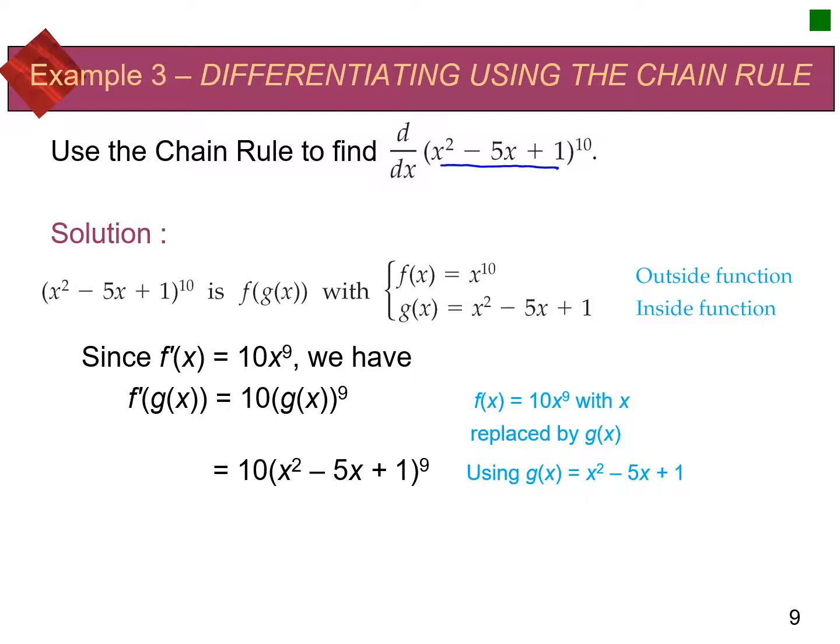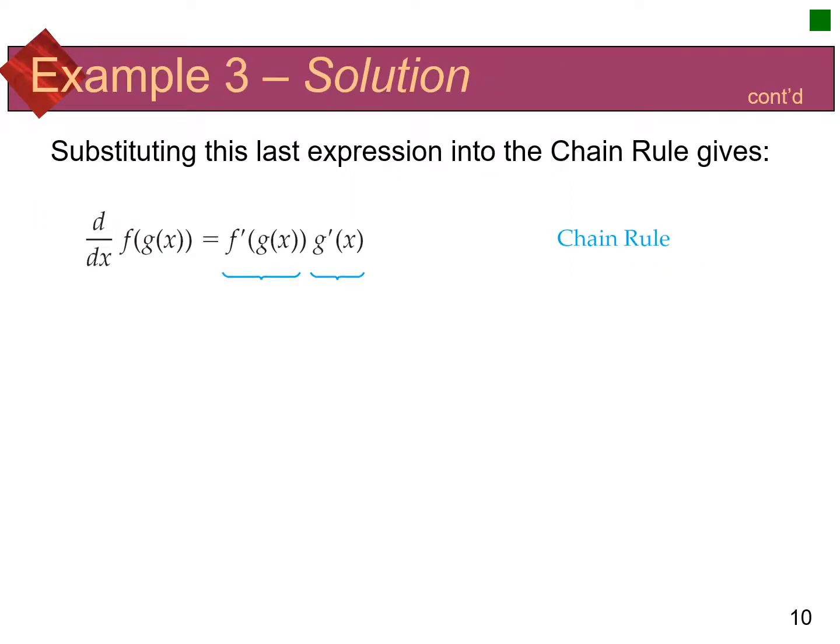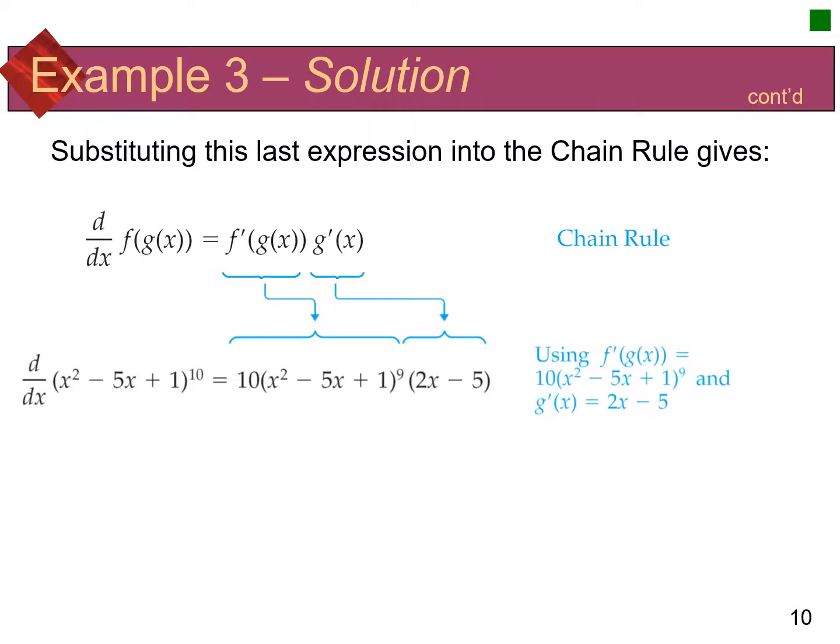And then I'm going to do the derivative of what's inside. What's inside is x squared minus 5x plus 1. When I do its derivative, I get 2x minus 5. And they're going to show that right here. So the overall function is going to be 10 times x squared minus 5x plus 1 to the 9th times 2x minus 5.